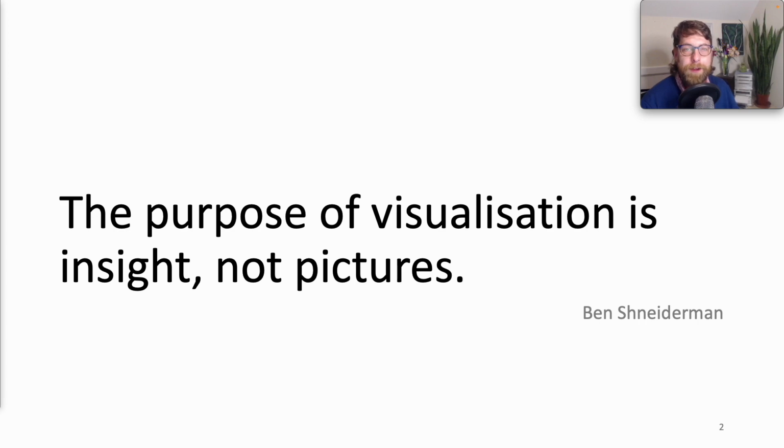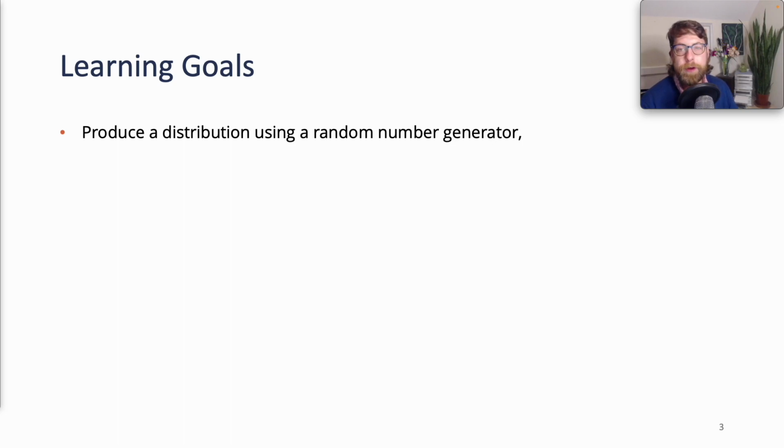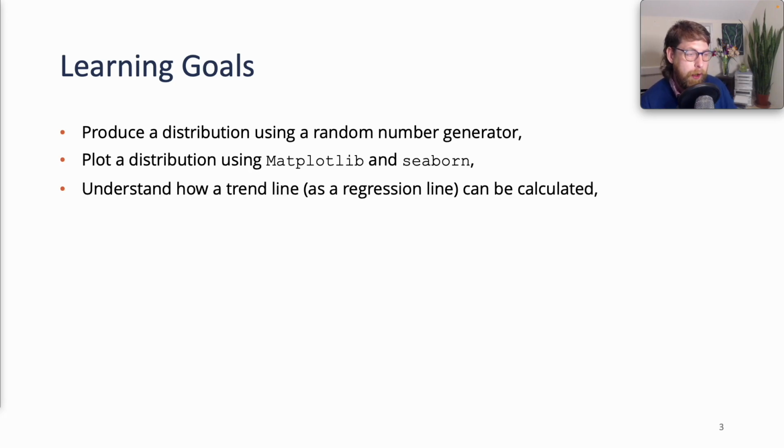But before that, let's have a sense of where we're going today and give an overview of the learning goals. So first thing we're going to do is produce a distribution using a random number generator. And that's going to be hopefully pretty boring because we're going to want a uniform distribution. We're going to want to have a look at what happens when we expect things with it. We're going to want to plot that distribution using matplotlib, and I'm going to use Seaborn as well in this. There's lots of visualization packages out there for Python, but Seaborn is particularly tidy and has some nice clear guides and tutorials. We're going to understand how a trend line, such as a regression line, can be calculated.